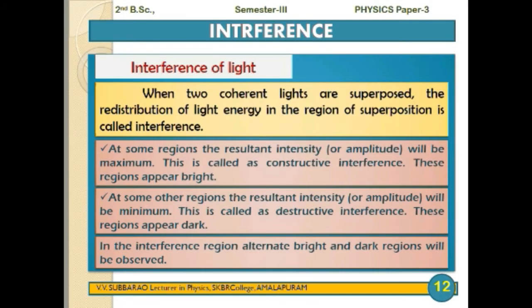Interference of light. From the previous discussion, we can observe that the interference of light is the superposition of coherent lights, and at some regions the intensity will be maximum. It is called constructive interference and the region appears bright, and at some other regions destructive interference takes place and the regions appear dark. In the interference region, alternate bright and dark fringes will be observed.